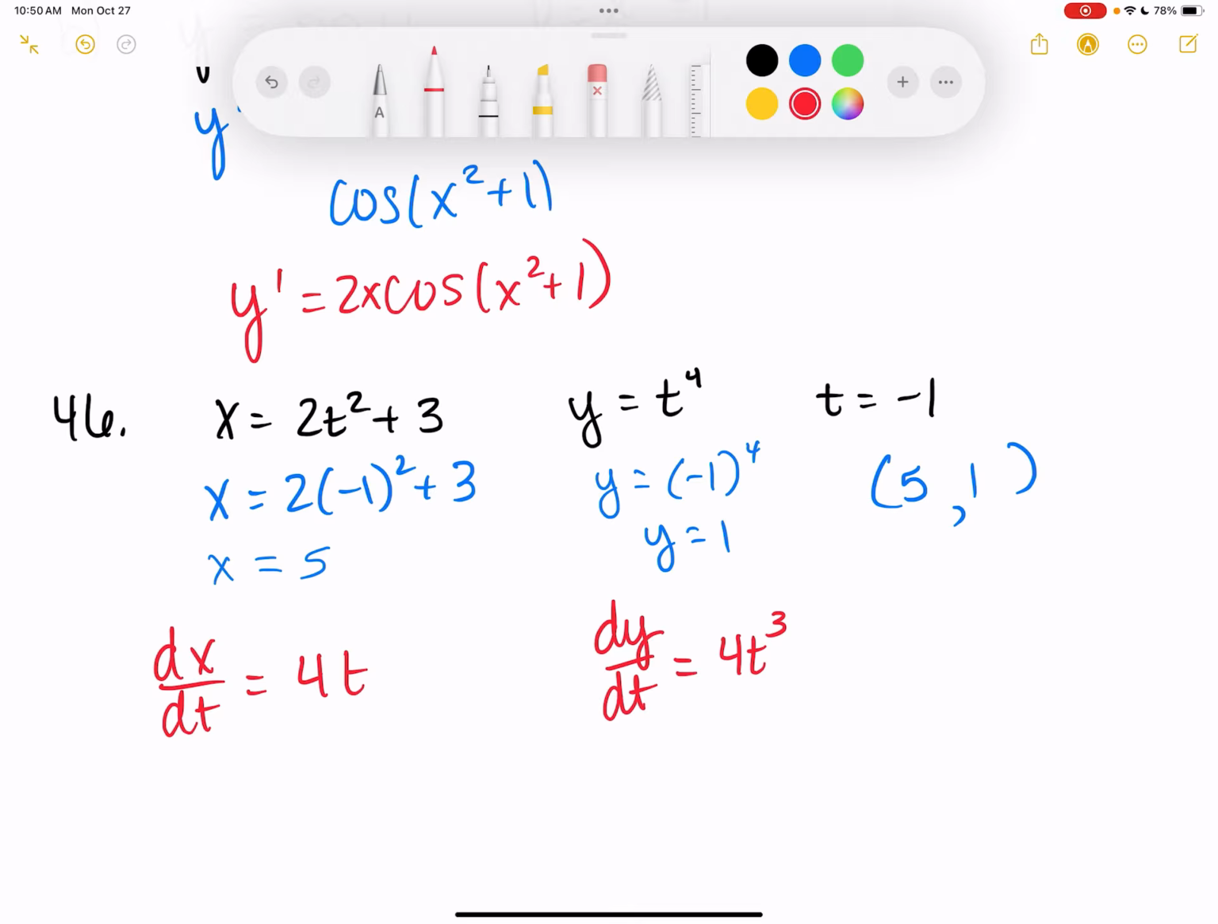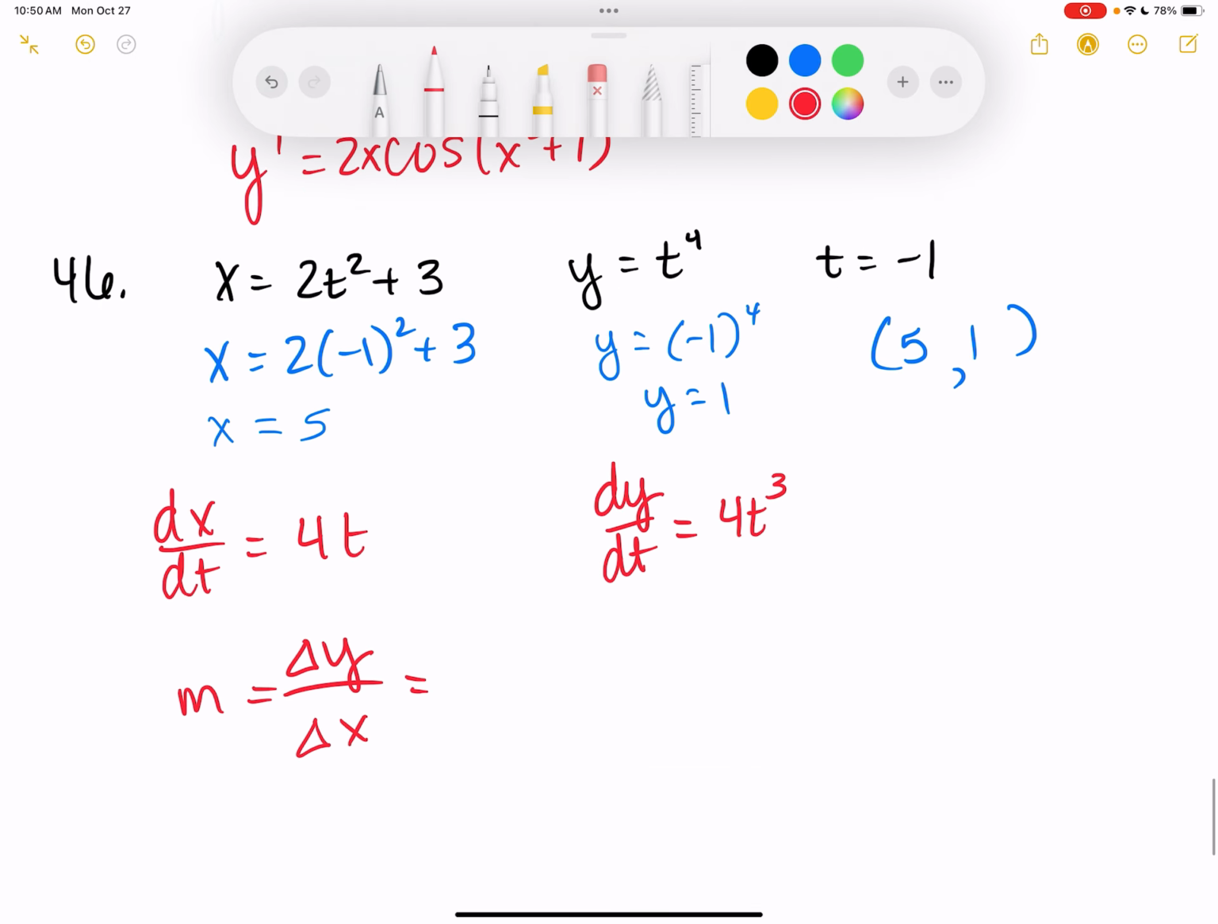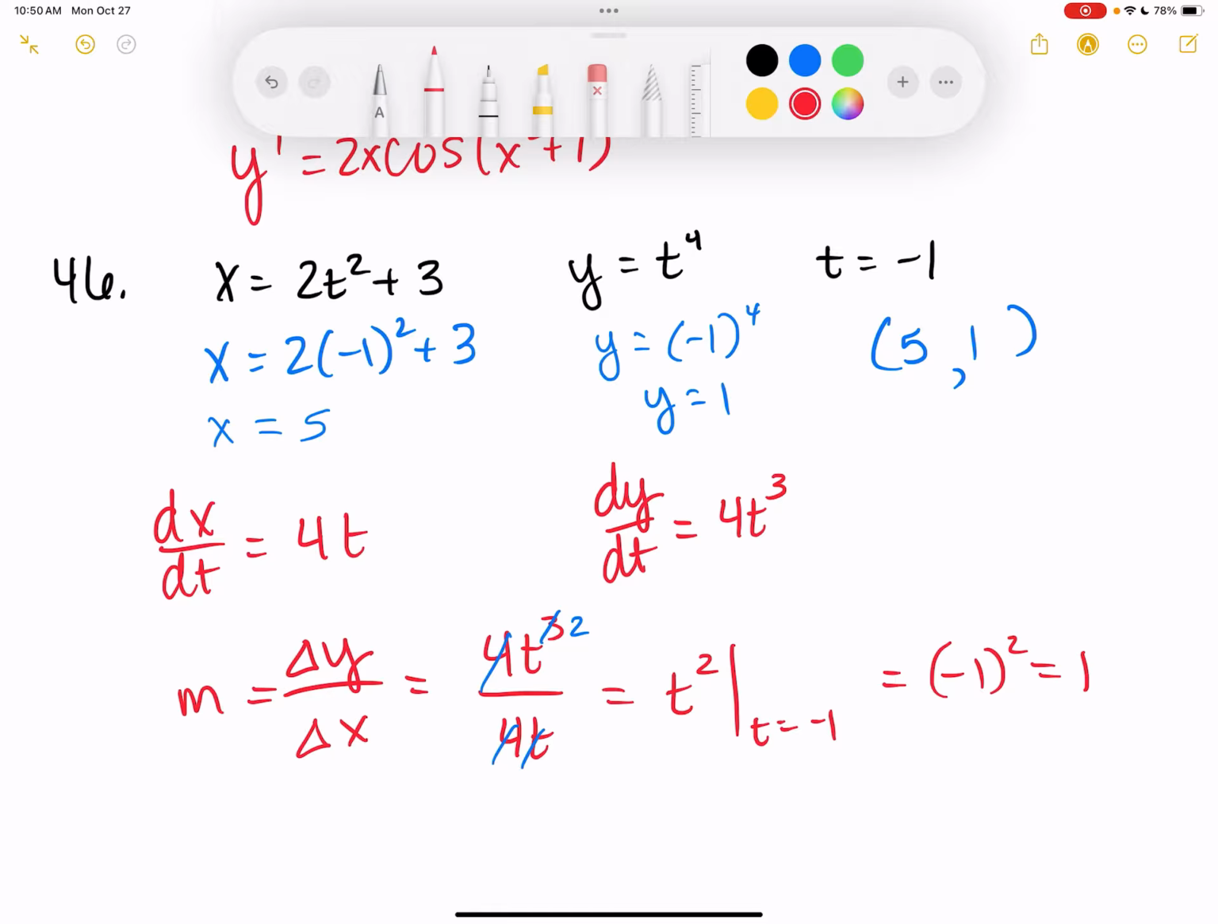So I've got the change of y over the change of x to find my slope. So I would have 4t cubed over 4t. The 4's cancel, a t cancels, and so I'm left with t squared. Now I can evaluate that for t equal to -1. And so -1 squared obviously is just 1. So that's the slope of my line. So just a different way that we can find our slope.